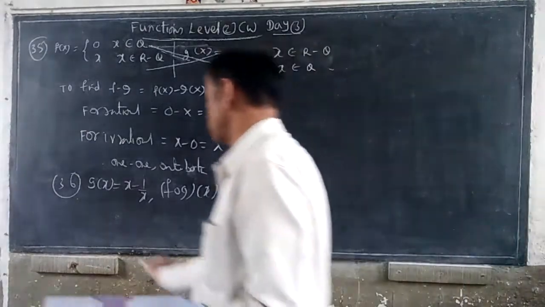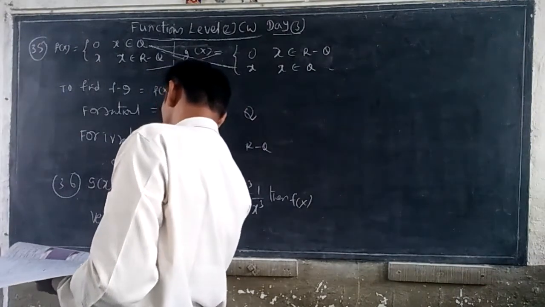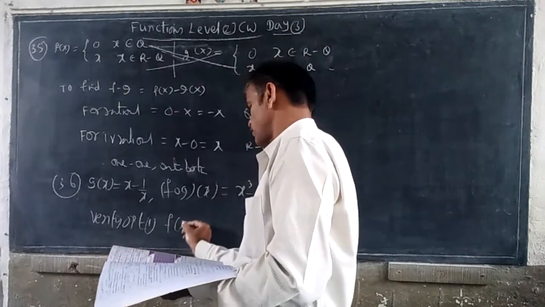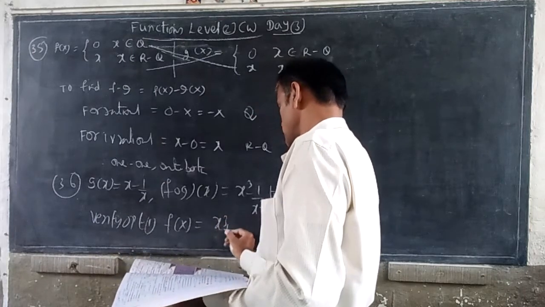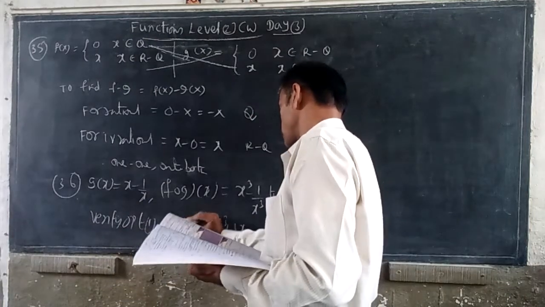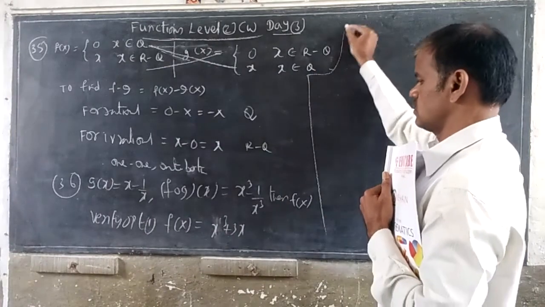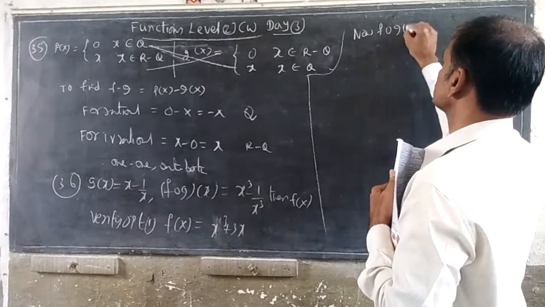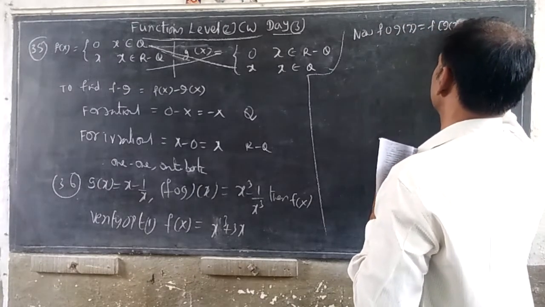So verification is better. Verify option 1. We should calculate f of x. So let us write f of x is equal to x cube plus 3x. Now f circle g of x, the formula is f of g of x.